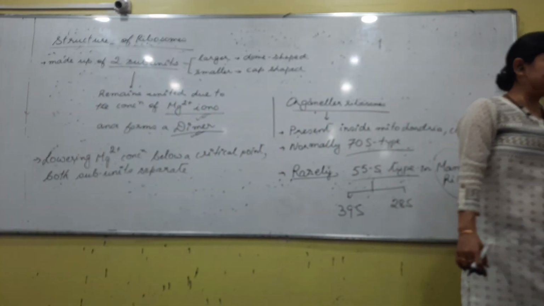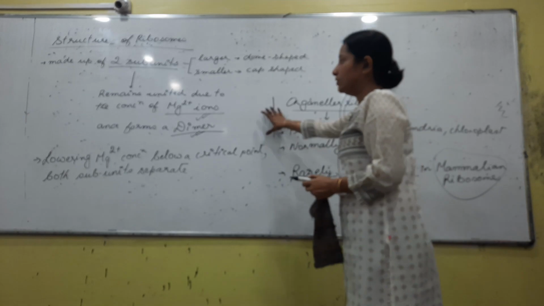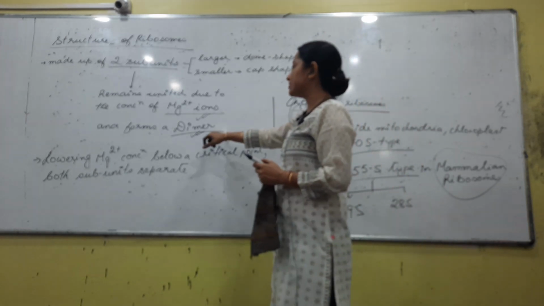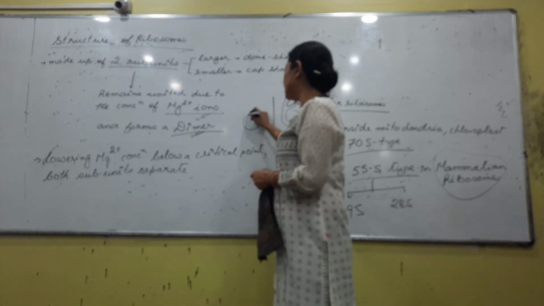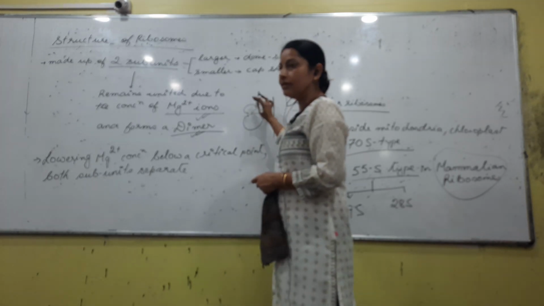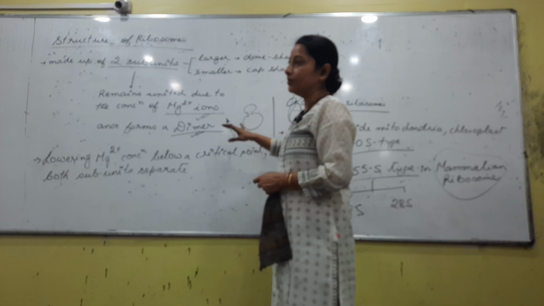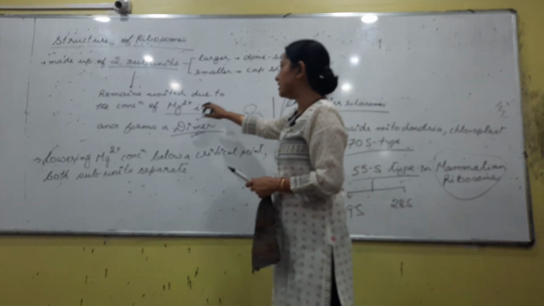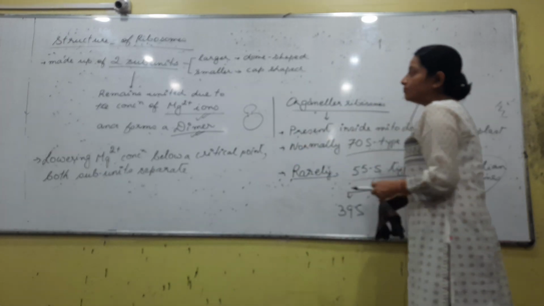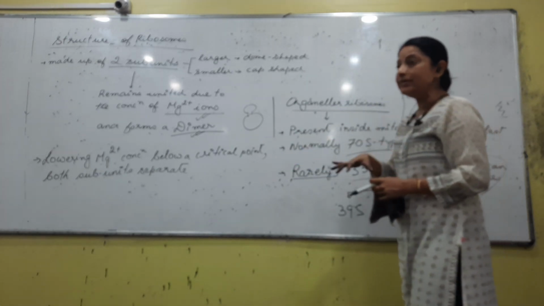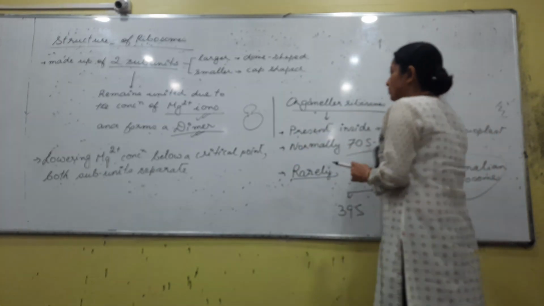So we know that it's made up of two subunits, and that structure is called as what? Dimer. What is a dimer? A bigger unit and a smaller unit. This is what is called a dimer, right? And what do these two units stay together based on? Mg, magnesium concentration. If the Mg concentration decreases, then both will separate.